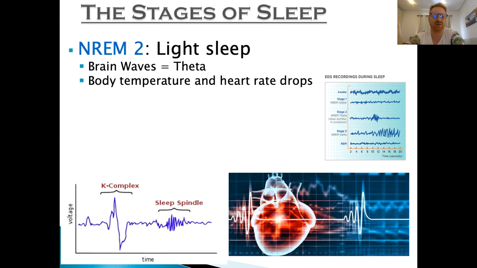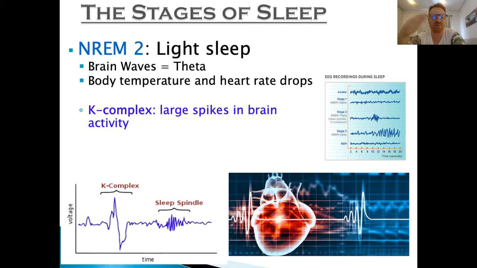Stage 2, or NREM 2, is light sleep. So you're getting into a deeper state of sleep, but still fairly light, still fairly easy to wake someone up at this point. Brain waves look like theta, so we're getting deeper in the brain waves. Body temperature and the heart rate start to drop, so we can actually see the relaxation of some of our biological systems here. One of the things that happens with the brain waves is something called a K complex.